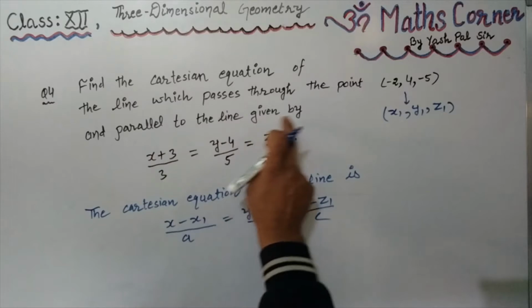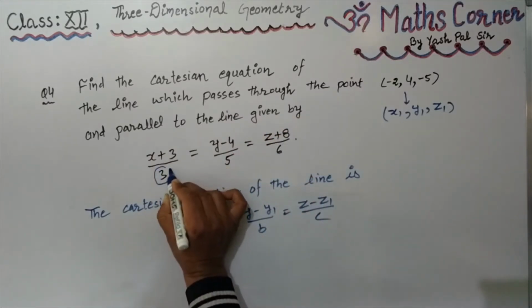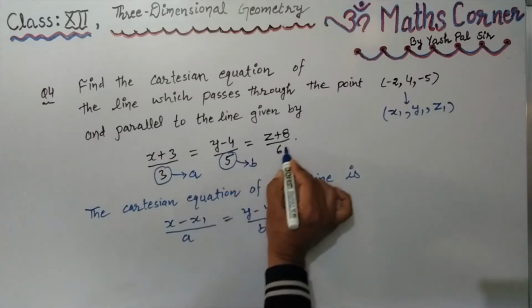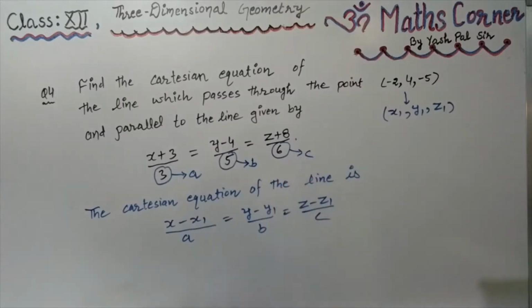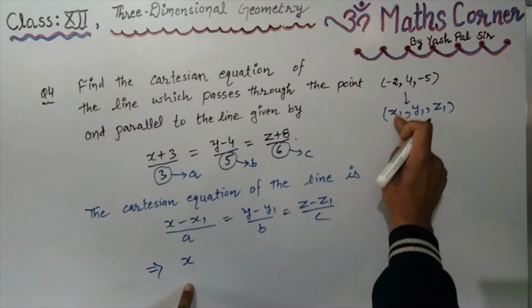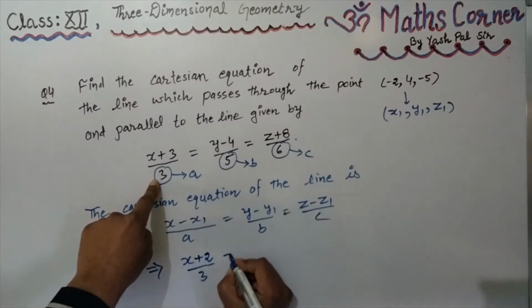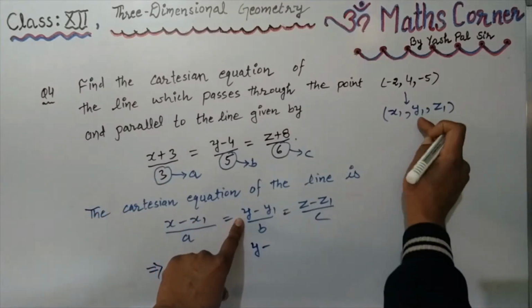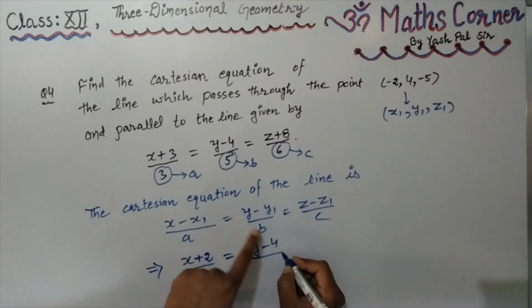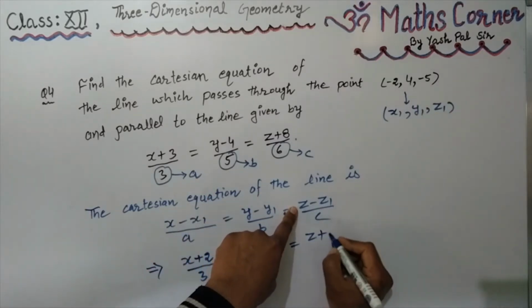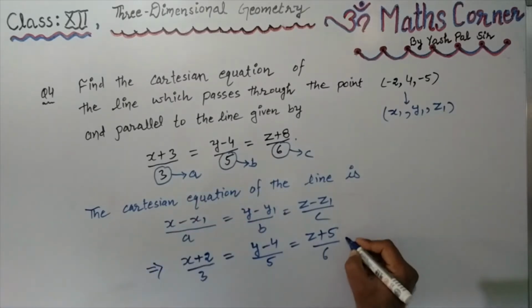And a, b, c: the line is parallel to this given line, so these are equal to a, b, c. We substitute these values now here, which implies x minus x1, minus minus becomes plus 2, upon a which is 3, is equal to y minus y1, which is 4, upon b which is 5, is equal to z minus minus, plus 5, upon c, which is 6. This is the required equation of the line.